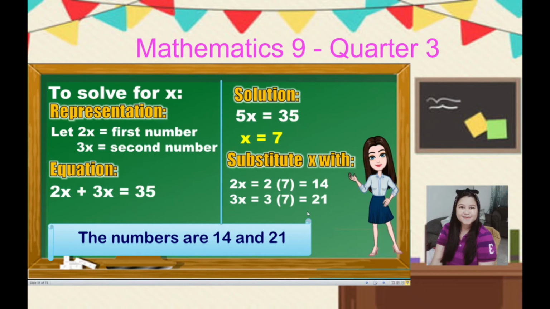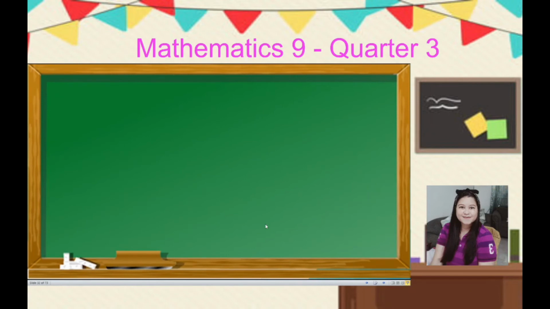Pwede din nating i-check. Ang sum daw ay is equal to 35. So, pag in-add ba natin yung 14 and 21, that is equal to 35 po ba? Yes po. So, 35 is equal to 35. Therefore, the numbers are 14 and 21. So, let's have another one.